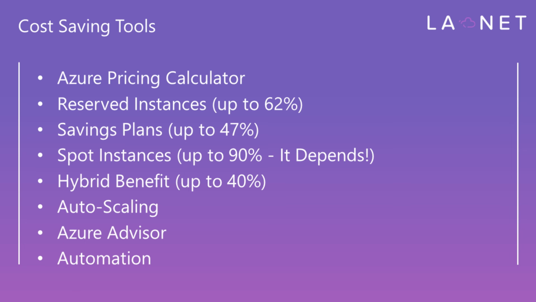So if you've got, say, Windows SQL Server licenses, you are already with software assurance from your license provider, you can use those and bring them into the platform, and you'll save around 40% from that. We've got auto-scaling, so there's a little slide about that as well. Azure Advisor as well, something that sits in the background and gives you information about your platform.